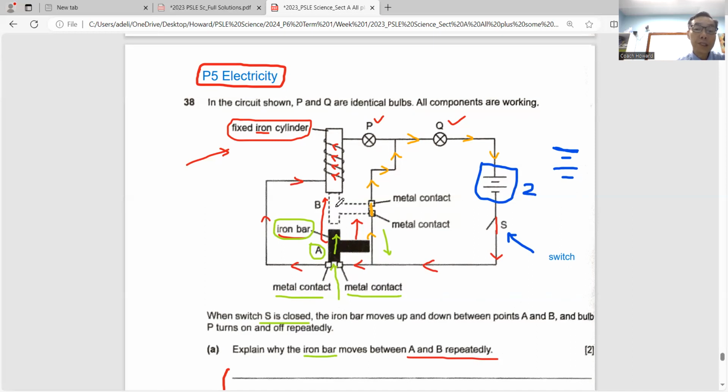As it moves upwards, an open circuit will be formed between the metal contacts, therefore cutting off the electric current, causing the electromagnet to demagnetize. This will cause the T-shaped iron bar to drop back to position A. Okay, so that's fine.